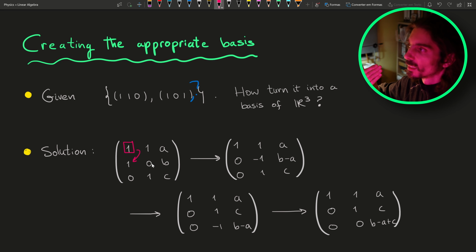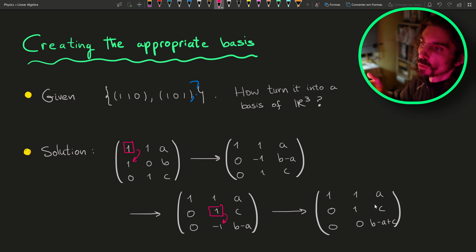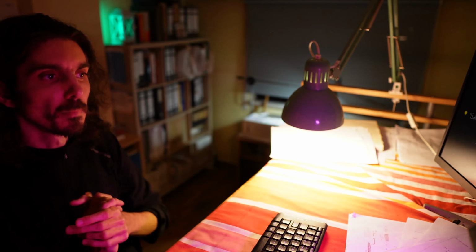How? By subtracting the first equation from the second equation. So I get 0, minus 1, and b minus a. Then I'm going to flip these two equations because I want a 1 here, not minus 1. So I get here the old third equation, and the old second equation now is the last one. And finally, I'm going to use the second pivot to eliminate. How? I'm going to add to the last equation the second equation. As a result, this becomes 0, and I have b minus a minus c here. I simplified as much as possible.